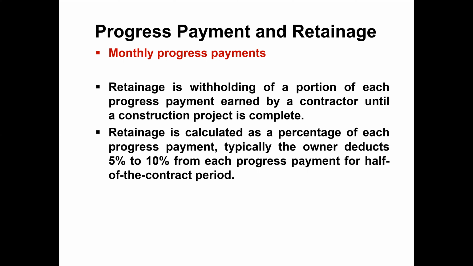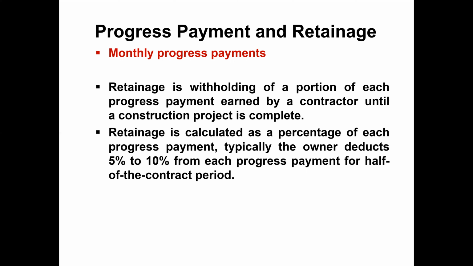Now this money is usually deducted for half the period of the contract. If the contract is for 12 months, 1 year, then this deduction will happen for the first 6 months. If the contract is for 2 years, then the deduction will be for 1 year. So for half the period of the contract, that agreed amount will be deducted, and that amount will remain with the owner and will be released with the final payment.